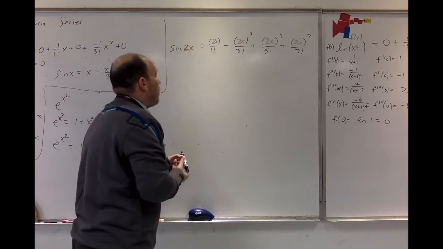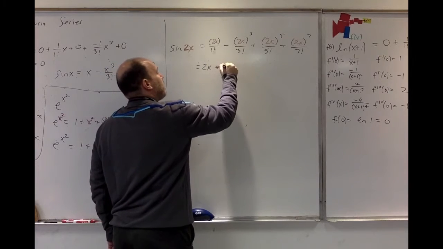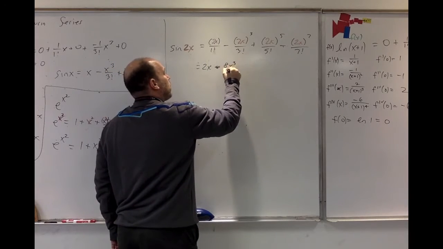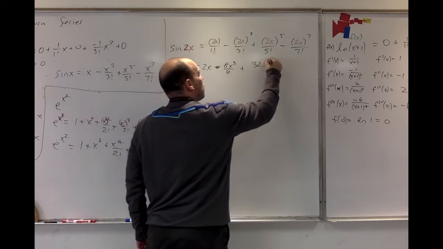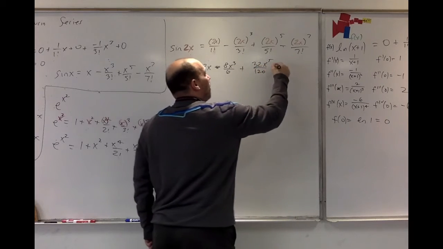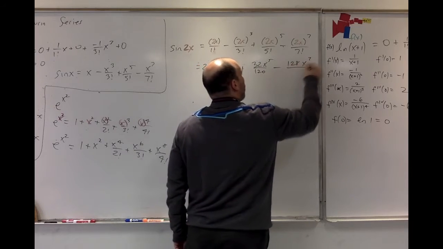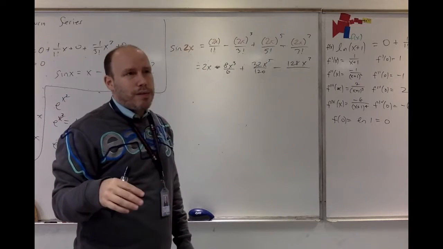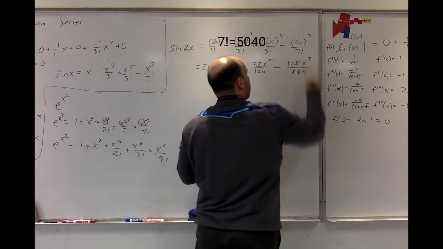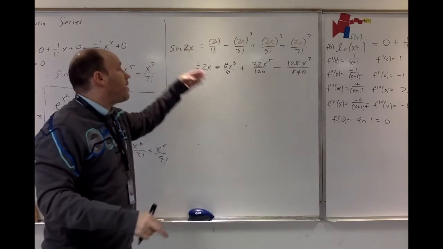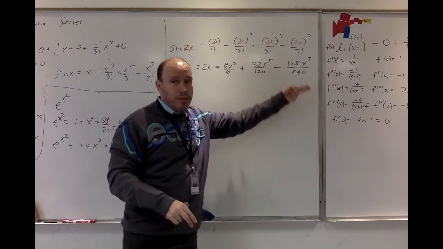So the Maclaurin series is 2x minus 8x cubed over 6 plus 32x to the 5th over 120 minus 128x to the 7th over 7 factorial. 120 times 7 is 840. Obviously, you have a calculator, but this is the idea. So this is sine of 2x as a Maclaurin series.